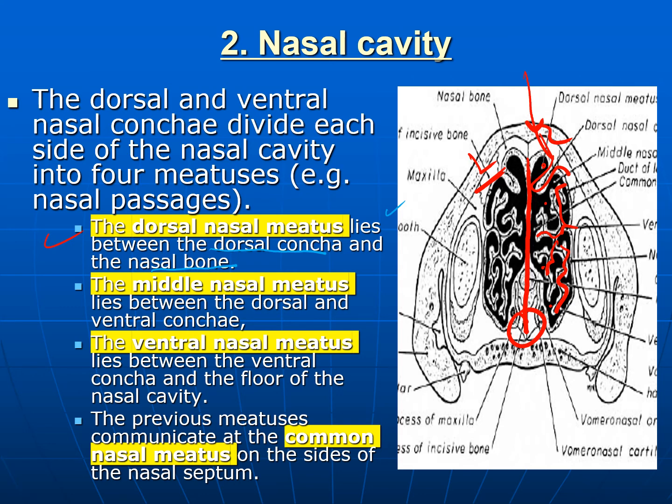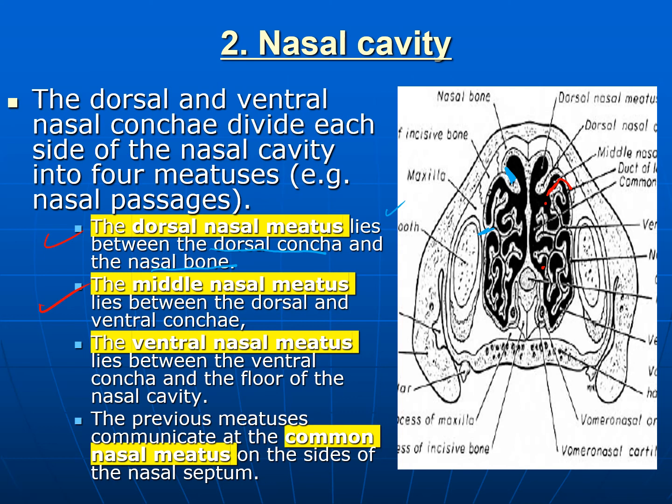The second one we have is the middle nasal meatus, and this one here is found, see this one here? This is the area between the dorsal concha and also the ventral nasal concha. So this one that's found at this area here and also at this area here is called the middle nasal meatus. It lies between the dorsal and ventral nasal concha.